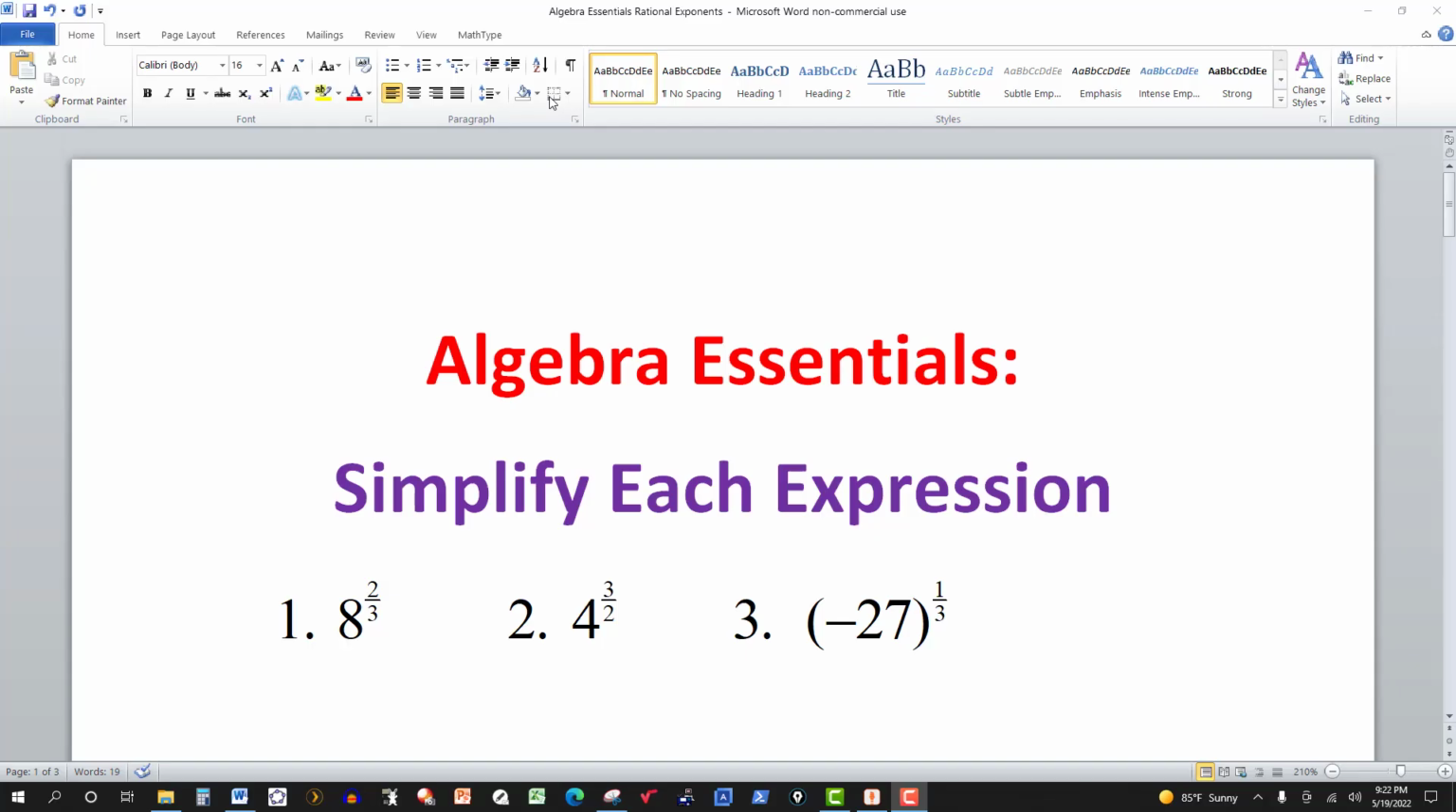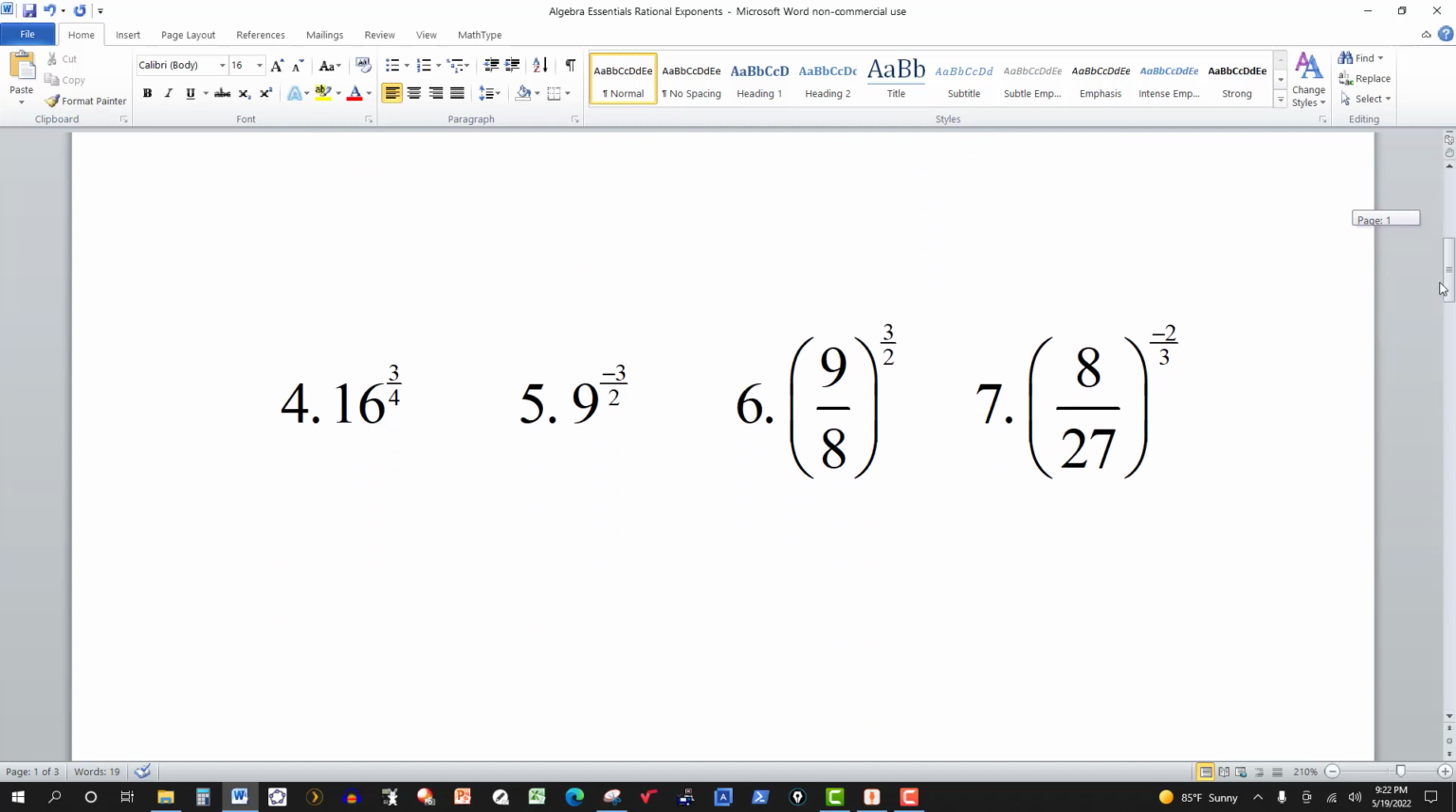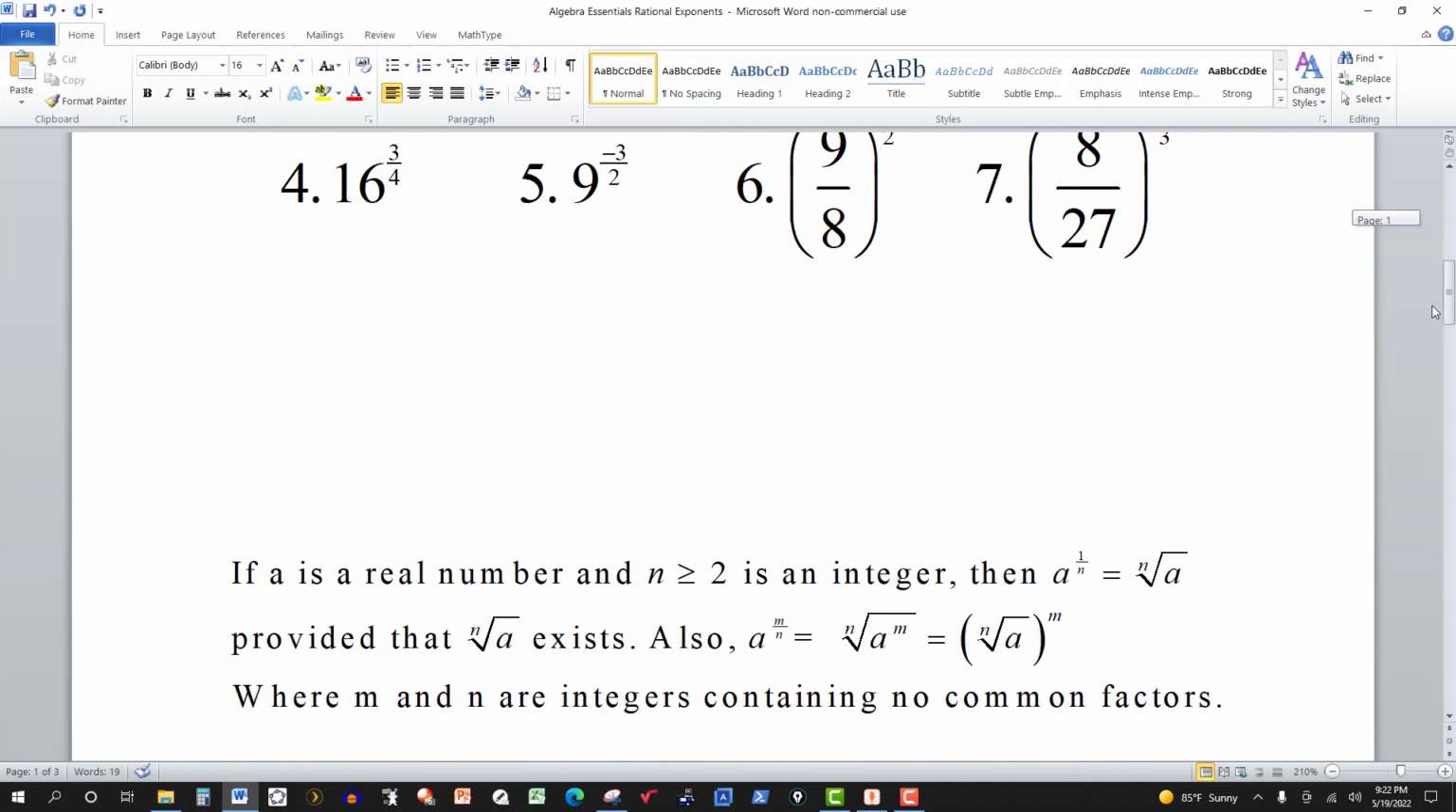Got another video here on Algebra Essentials. This one deals with rational exponents, 7 problems. Just to remind you of some of the formulas.